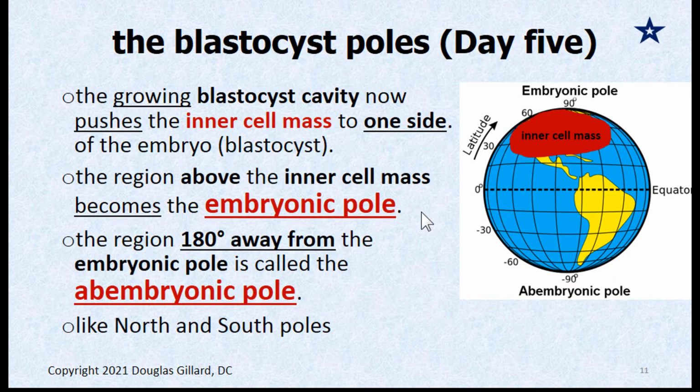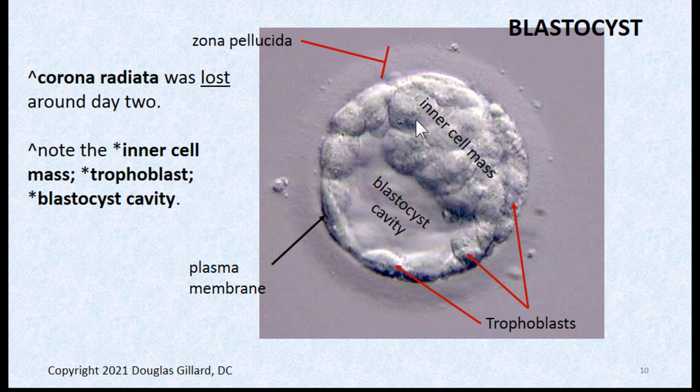All right, then there's the concept of these poles, the North Pole and the South Pole. Of course, it wouldn't be that easy. They give them different names, the embryonic pole and the abembryonic pole. The abembryonic pole is like the South Pole, the embryonic pole is like the North Pole. And so if we go back and look, we see that these cells have got stuck to one side of the trophoblast and not over here. And so for orientation purposes, this is called the embryonic pole right up here. And this is called the abembryonic pole down here. Okay.